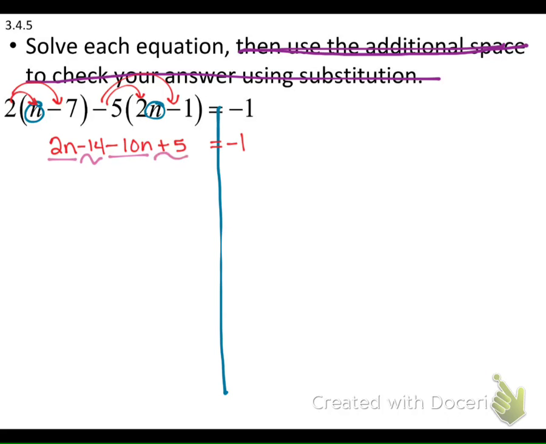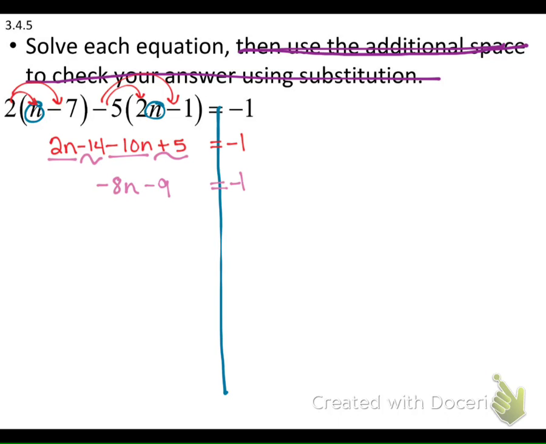So, again, we always start with the variable first. So if we start with our variable first, we're going to look at 2n minus 10n, which equals -8n. Then I'm going to combine my next like terms. Now pay attention, that's a -14 plus 5, which is -9. Equals, we have -1. And then we solve as usual.